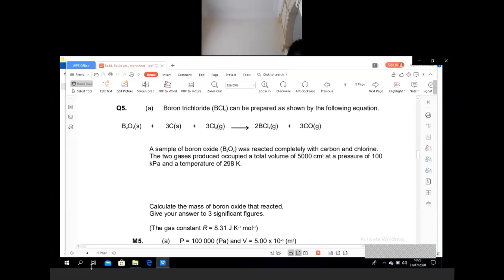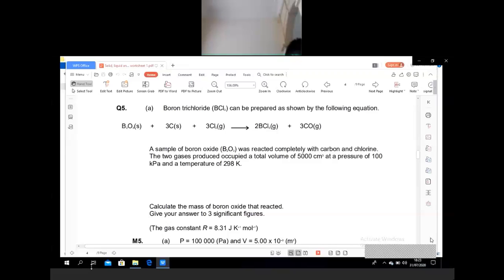Boron trichloride can be prepared as shown by the following equation: boron oxide plus carbon plus chlorine gas become boron trichloride plus carbon monoxide. A sample of boron oxide was reacted completely with carbon and chlorine. Now this is the volume, 5,000 cm³, a pressure of 100 kilopascal, and a temperature of 298 Kelvin. The question is asking for the mass of the boron oxide that reacted.